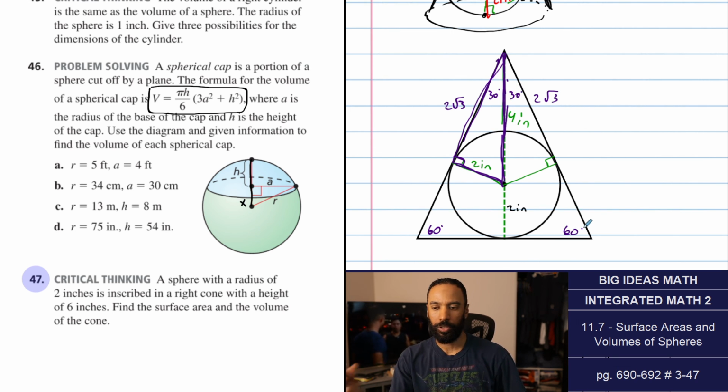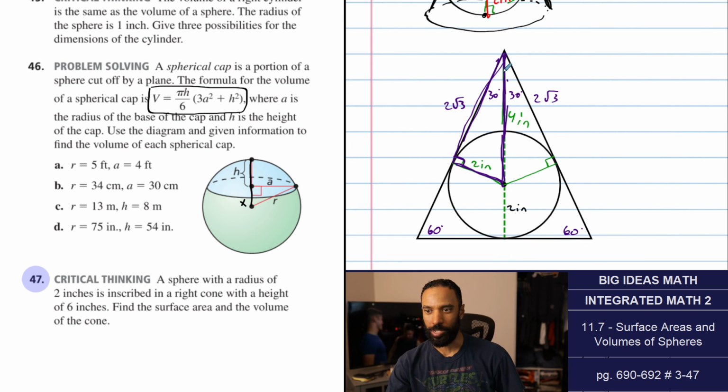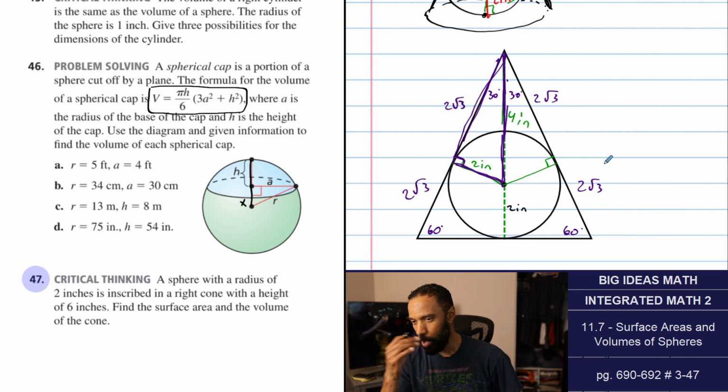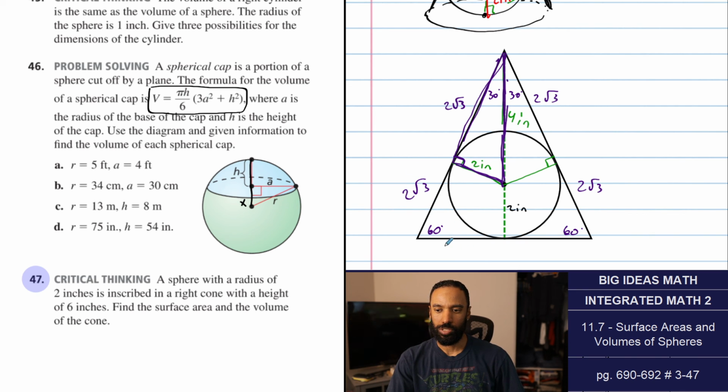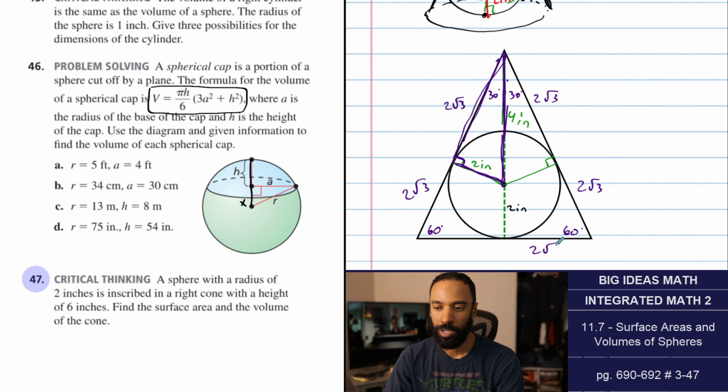60 and 60. Clearly, I didn't draw it correctly with that in mind, because that 2 inches also looks significantly bigger than the others. But then that means these things are bisected. So these are also 2 root 3s. This thing is just working out like that. And this is 4 root 3 down here. I'm just going to write 4 root 3 because we need to find the base. Well, let's write 2 root 3 because that would be the radius of my cone. So I got a bunch of 2 root 3s going on.